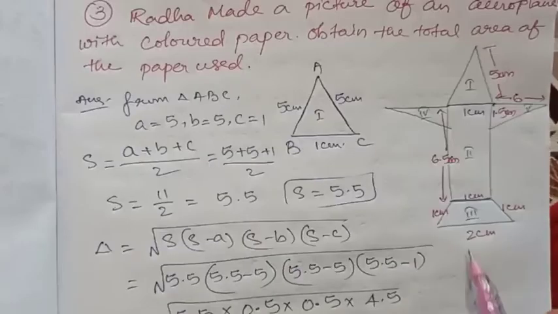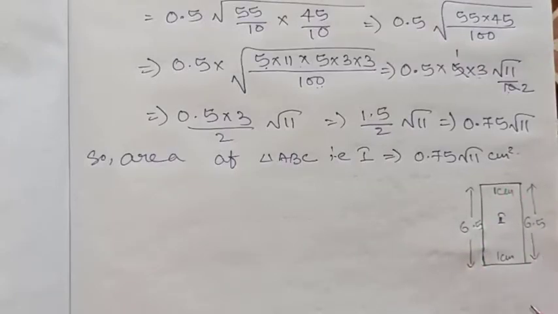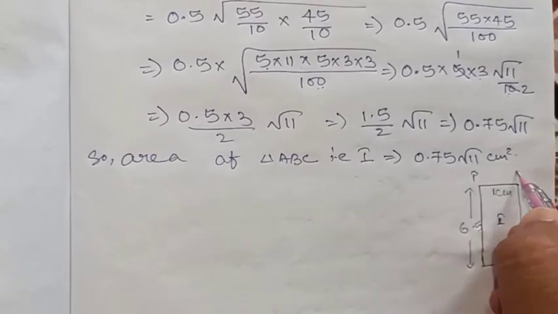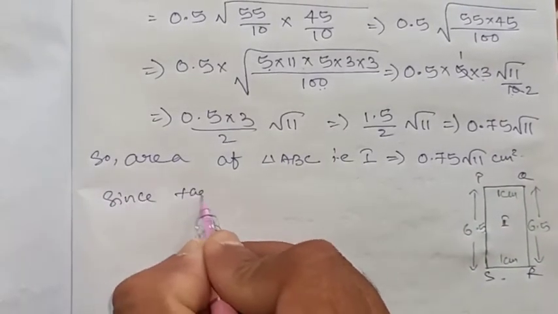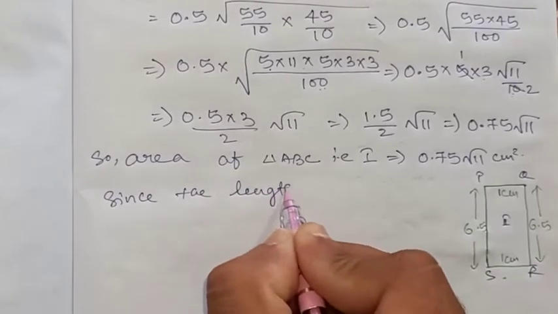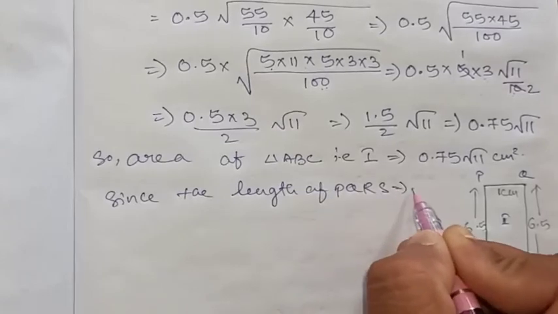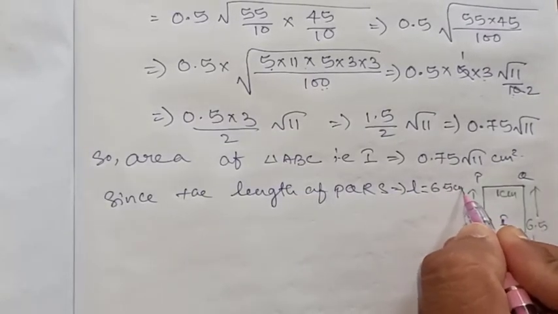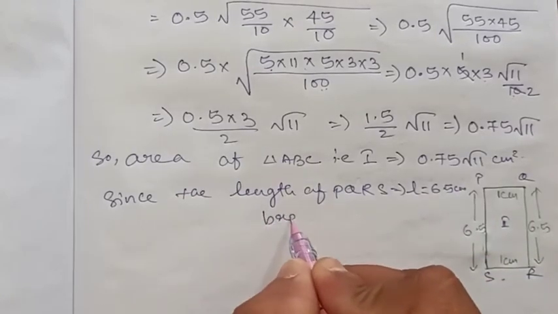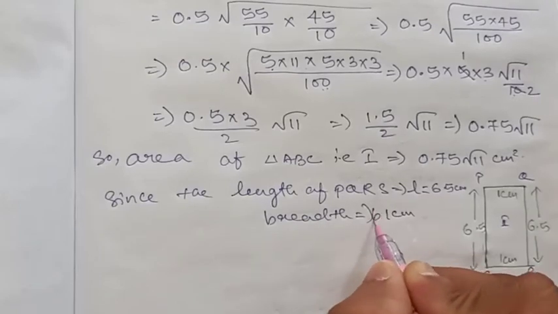Now we will find the area of the second figure. The second figure looks like a rectangle, so we will name it PQRS. Suppose the length of PQRS is l equals 6.5 centimeter, and the breadth is 1 centimeter, that is b.